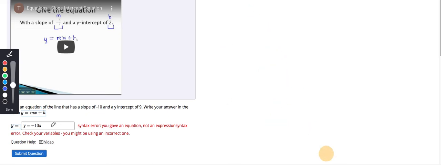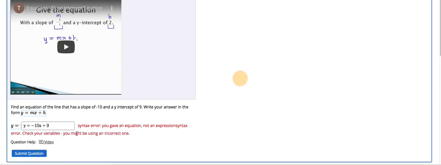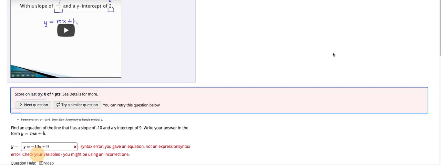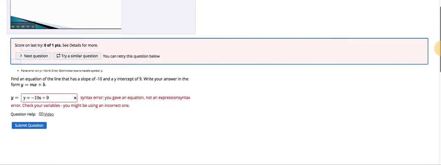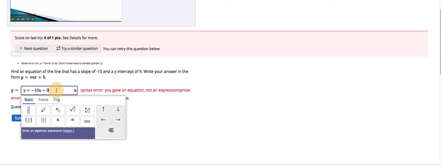And then the y-intercept in this case is a 9, a positive 9. So we're going to actually bring the sign of it, and it's going to be y equals negative 10x plus 9. Submit. Uh-oh, what did we do wrong? What did we do wrong here? Slope of 10 and a y-intercept of 9. I gave an equation, not an expression. Okay. Oh, I see. I included the y equals when I shouldn't have.